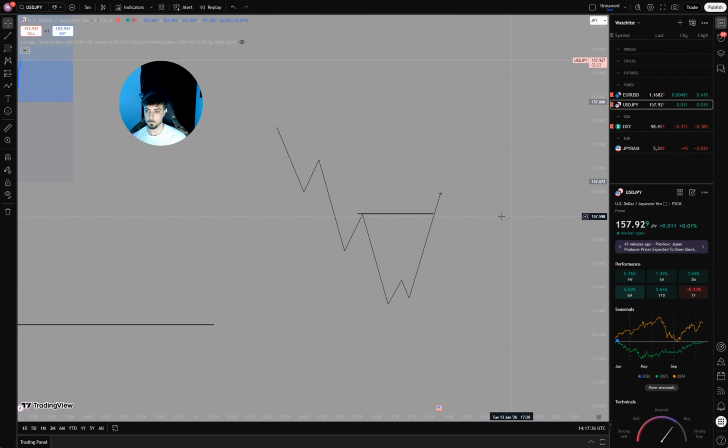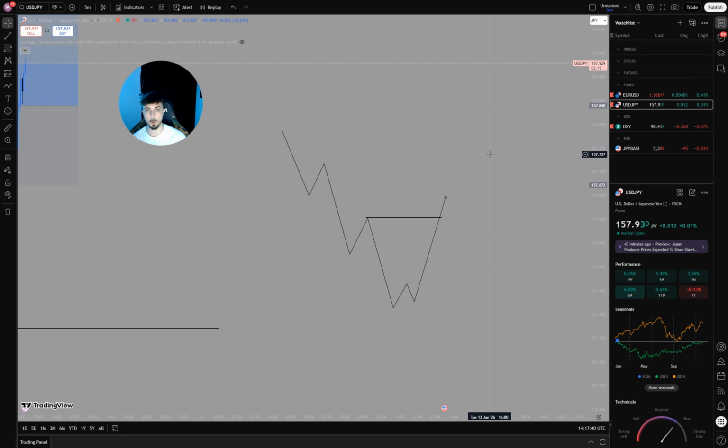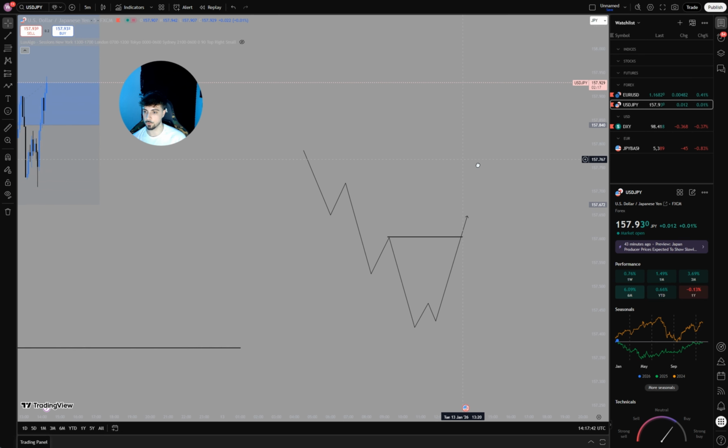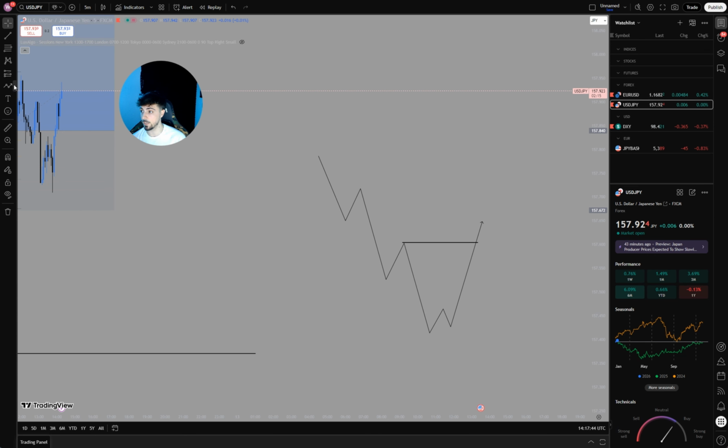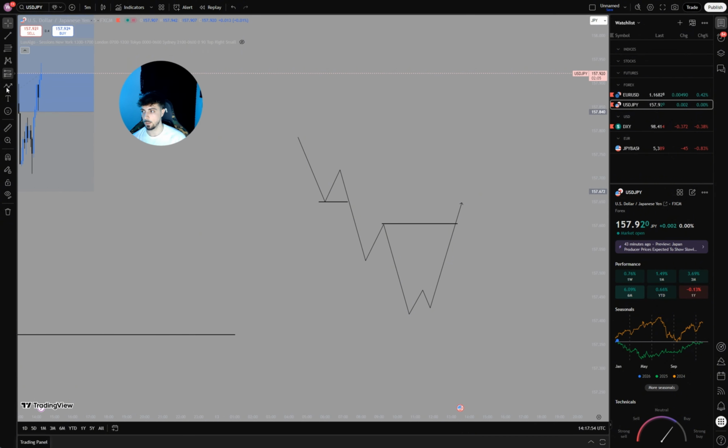And then with break of structures, as I said in the market structure episode, break of structures are when we are continuing the trend. So we can see we're in a downtrend here. So a break of structure here, break of structure to the downside because we are continuing that trend, okay? Another break of structure here because we're in a downtrend and we are continuing that trend to the downside by breaking that structure point, okay?